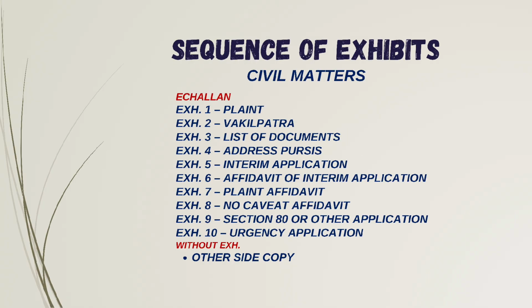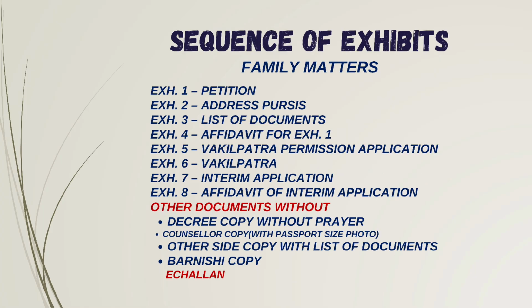Then the civil matter sequence of exhibit and sequence of exhibits for family matters. So exhibit 1 is the petition, second exhibit address process, third list of document, fourth affidavit for exhibit 1, fifth wakalatnama permission application, sixth wakil patra, 7 interim application, 8 affidavit of interim application. So if you are not having any interim application, then there will be no exhibit 7 or 8, or there will be some different applications for exhibit 7 and 8.